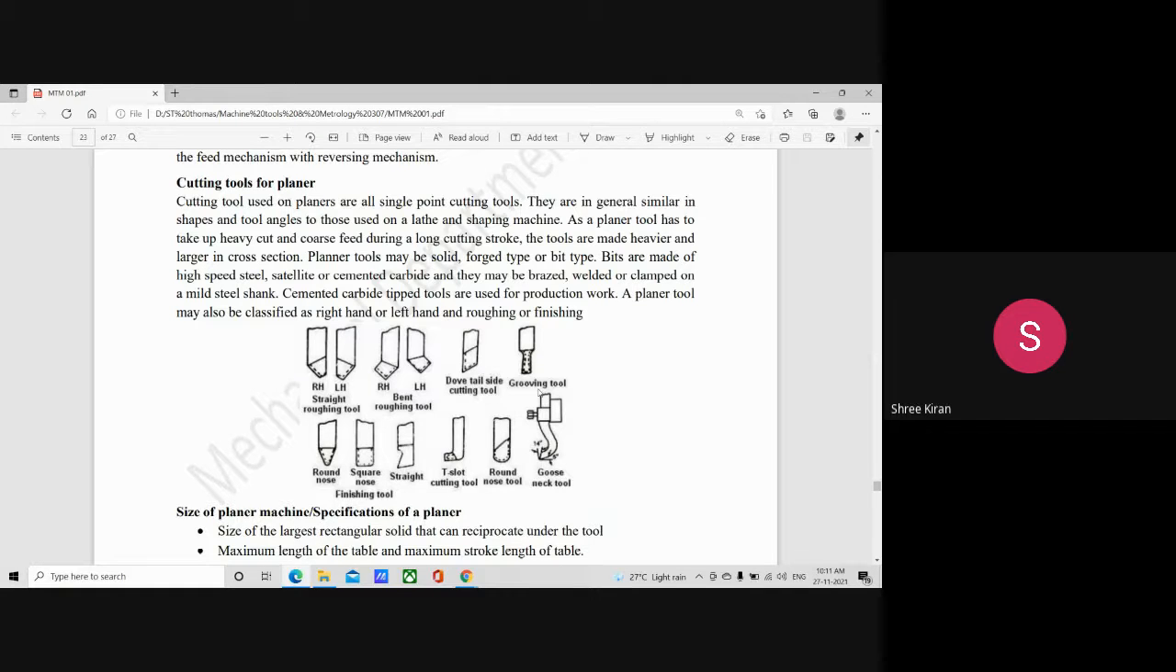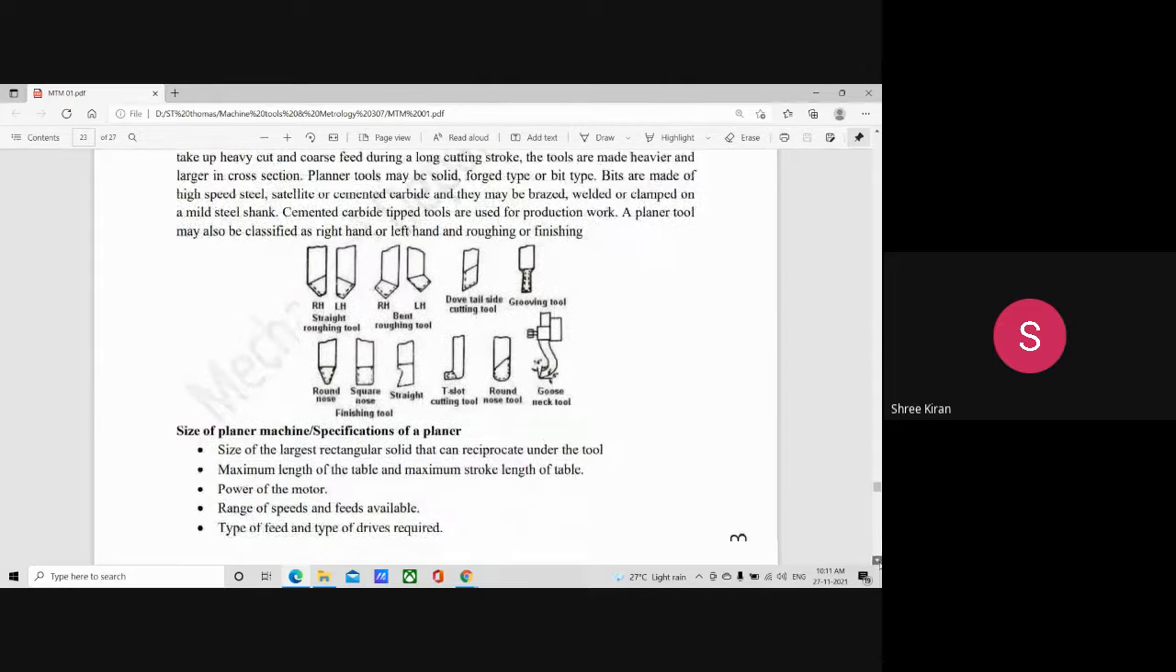Now, in the first case, we have the straight and bent roughing tools. Roughing tools are mainly used for taking roughing cuts. The straight roughing tools are used for machining horizontal surfaces, and the bent roughing tools are used for machining vertical surfaces. This is what happens with the various types of cutting tools used in a planing machine.